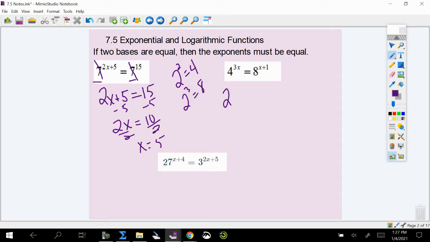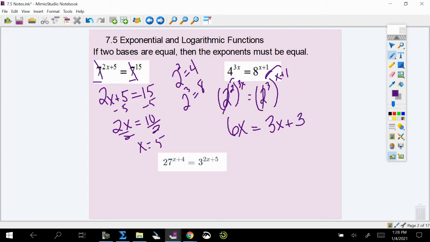So what we do is we write 4 as 2 squared, but it's still to the 3x. And we're going to write 8 as 2 to the third, but it's still to the x plus 1. Now, my bases essentially cancel, but I have to multiply my exponents together. I'm basically using exponent rules here. So on the left side, I have 2 times 3x, which is 6x. And on the right side, I have to distribute 3 times x and then 3 times 1. The bases cancel, and you're just multiplying or distributing your exponents together.